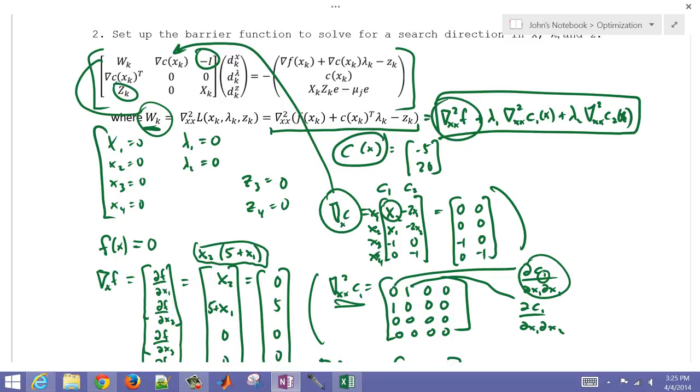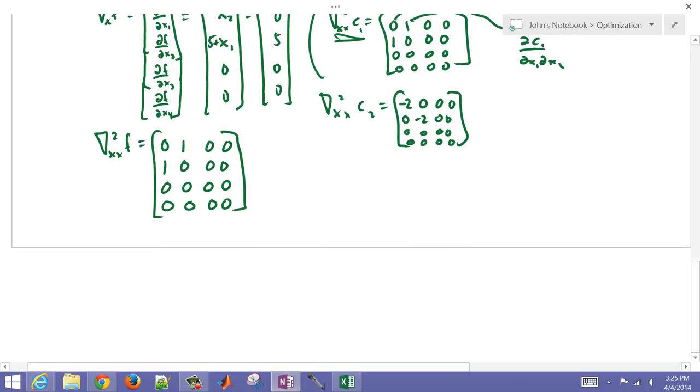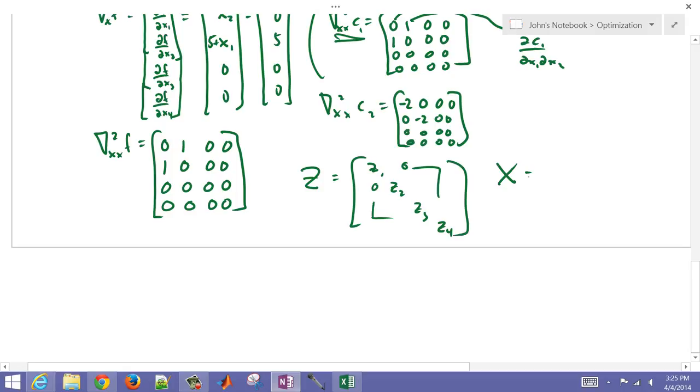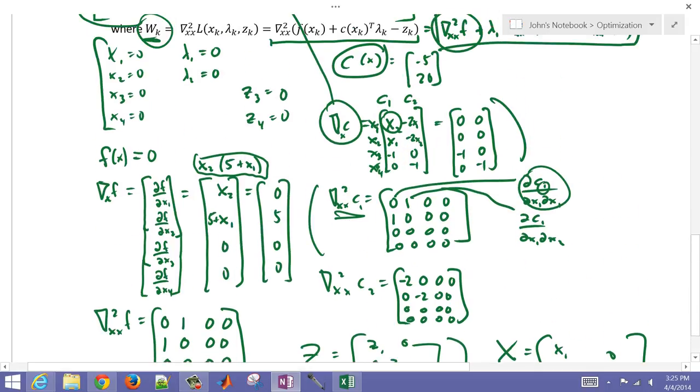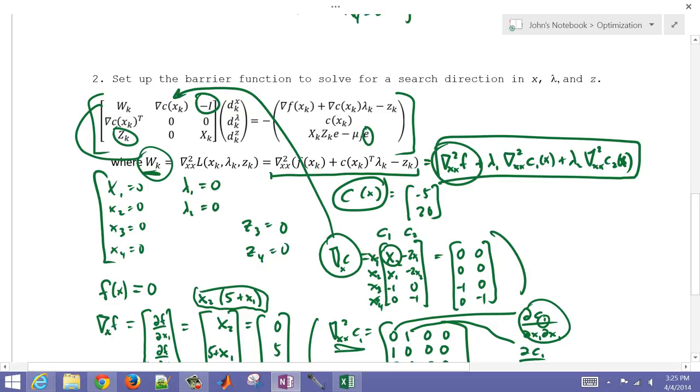What were the Z values again? Okay, yeah, the capital Z is just going to be Z1, Z2, Z3, and Z4, zeros elsewhere, okay? So just a diagonal matrix, and also the capital X equals X1, X2, X3, X4, and then zeros elsewhere in that matrix. And let's see, there's one other thing. I think the E right here, that's just a column vector of ones. It just makes it so you can do an n by n, by an n by n, by an n by one, and come up with an n by one here.